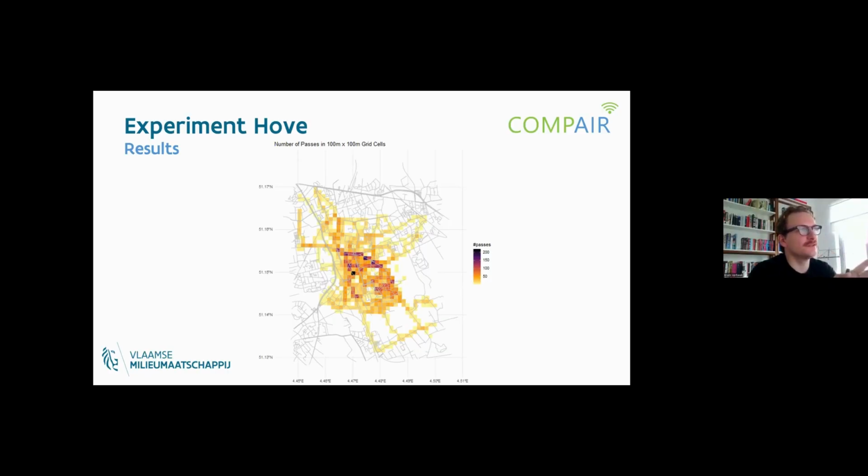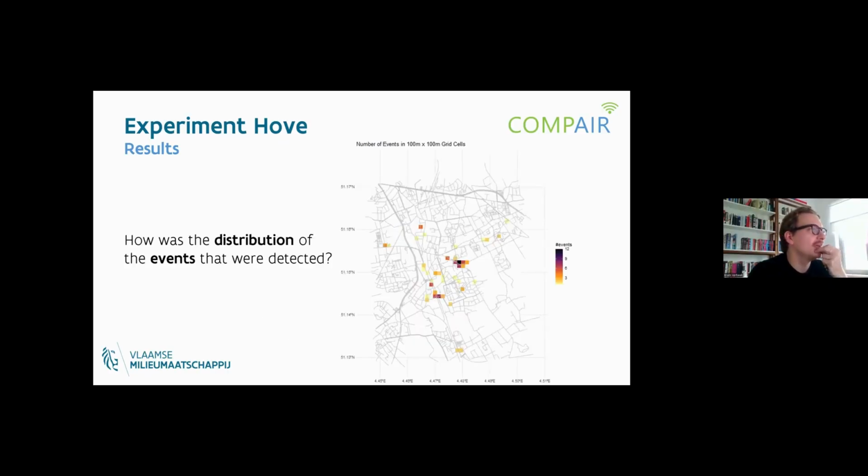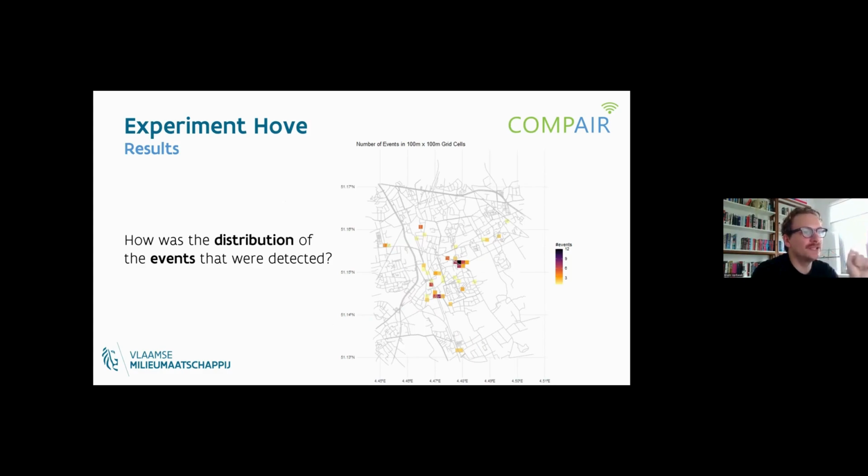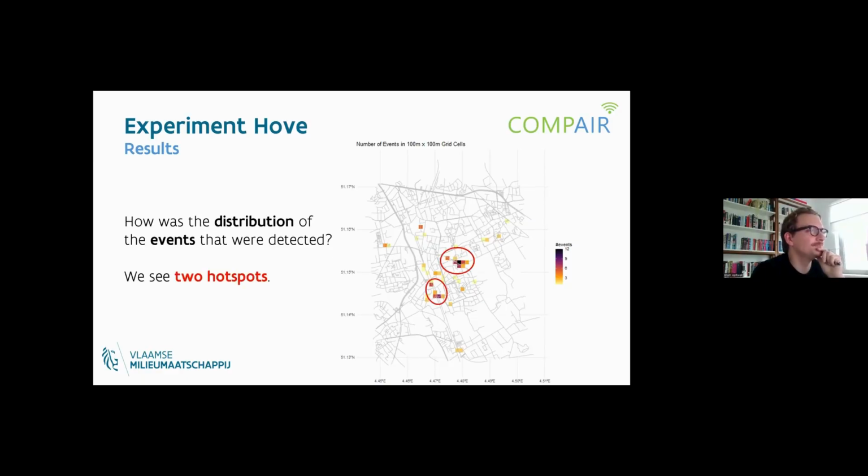What happens if we look at the number of events? Well, then we can see clear hotspots. So if we just look at the distribution of the events, we can really see that we go from a very spread out map that goes all over Hove to very clear identified locations where problematic things were measured. And we see 2 big hotspots in particular. So these would be interesting zones to measure further.